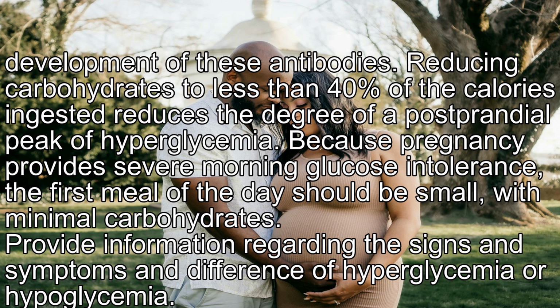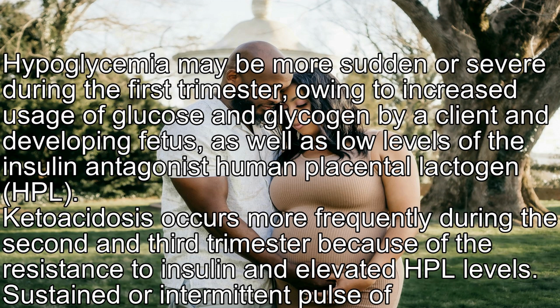with minimal carbohydrates. Provide information regarding the signs and symptoms and difference of hyperglycemia and hypoglycemia. Hypoglycemia may be more sudden or severe during the first trimester, owing to increased usage of glucose and glycogen by the client and developing fetus, as well as low levels of the insulin antagonist human placental lactogen, HPL. Ketoacidosis occurs more frequently during the second and third trimesters because of the resistance to insulin and elevated HPL levels.